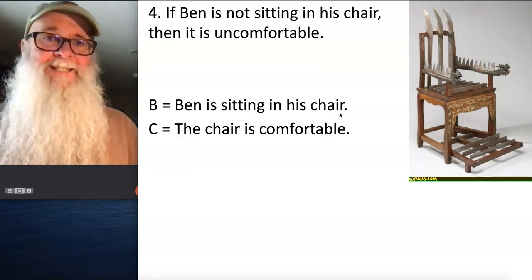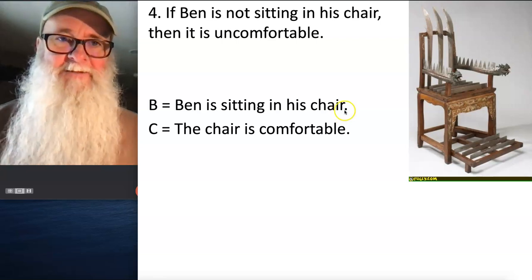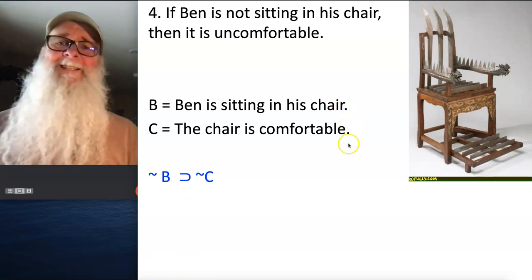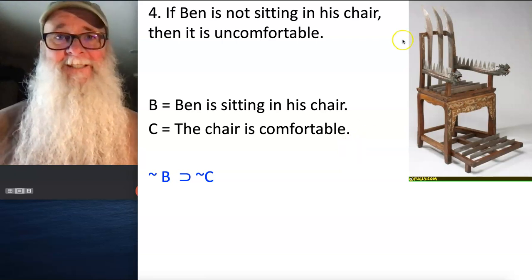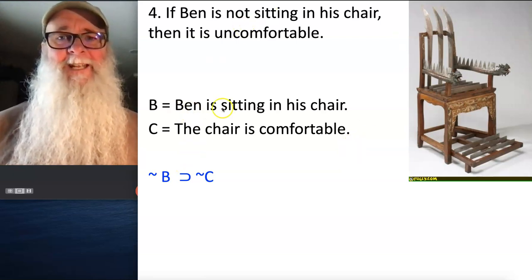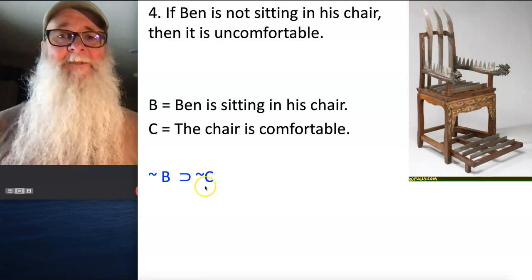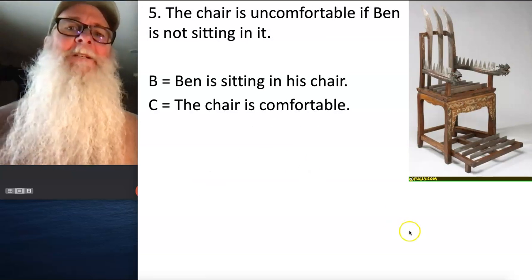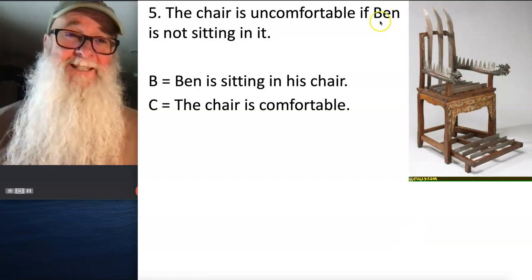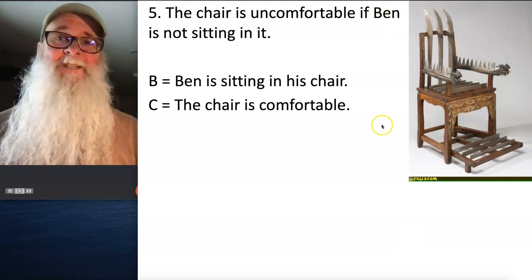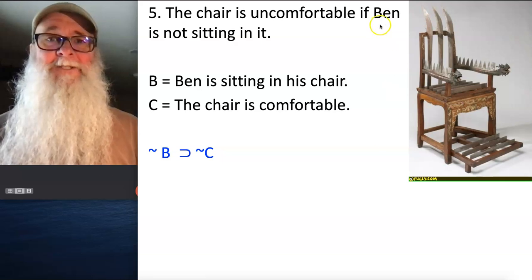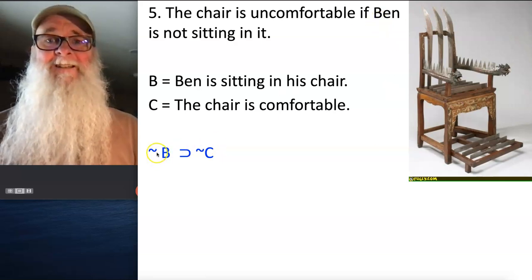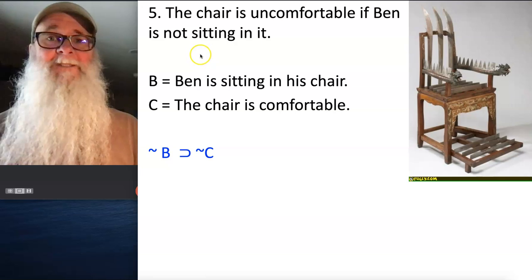Number 4, if Ben is not sitting in his chair, then it is uncomfortable. We're going to represent that as tilde B horseshoe tilde C because Ben is not sitting in his chair, so we negate B, and the chair is not comfortable, so we negate C. Number 5, the chair is uncomfortable if Ben is not sitting in it. So again, we see this if. Whatever follows if is going to go on the left-hand side of our horseshoe. So if Ben is not sitting in his chair, we're going to say tilde B horseshoe tilde C because the chair is not comfortable.